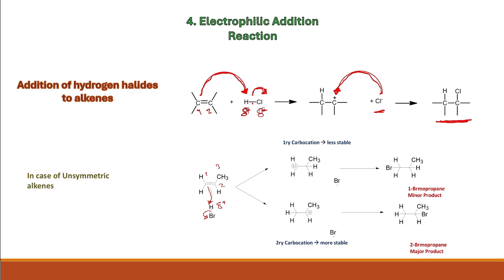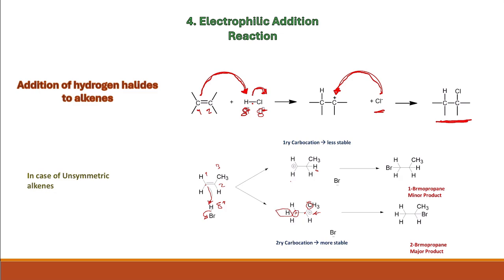So if it adds to carbon number 2, as we can see here, that will generate a positive charge on carbon number 1. This is a carbocation. This is called a primary carbocation. A primary carbocation is a carbocation that is attached to only one carbon. The second one: if the hydrogen adds to carbon number 1, the positive charge will be on carbon number 2, and this carbocation is called a secondary carbocation. It's secondary because this carbon is attached to two other carbons.